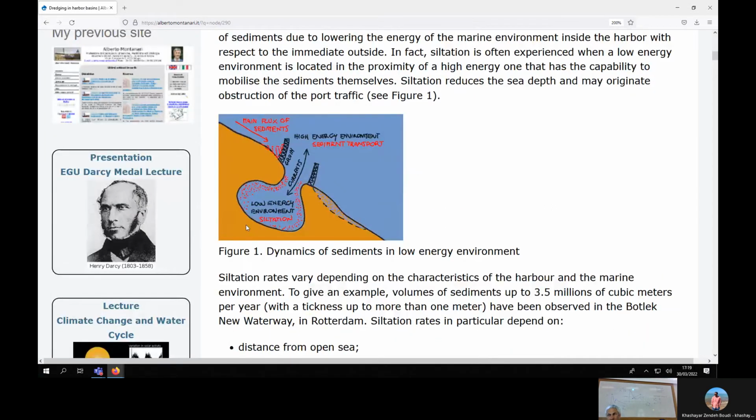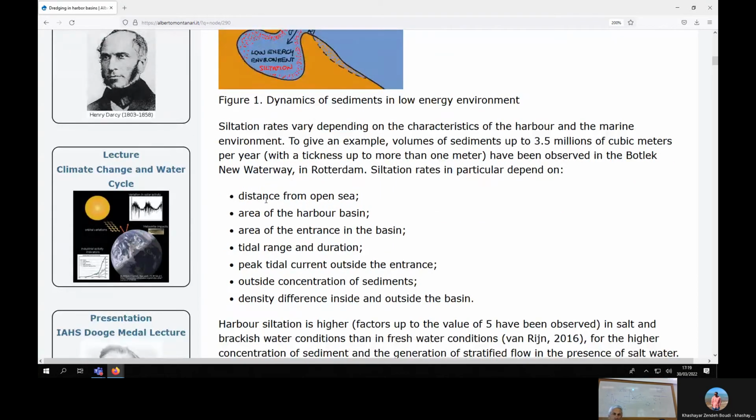And here we are not considering the river. Probably this picture would have been more comprehensive if I put a river here. This is a picture that I've done by hand. But this is something that you may mention also, the presence of the sediment dynamics originated by rivers into the harbor basins or in the close vicinity.